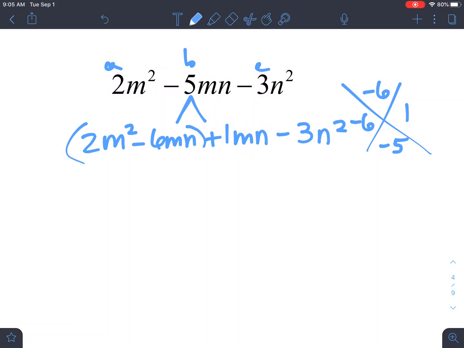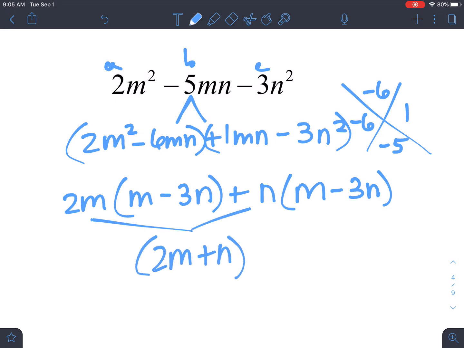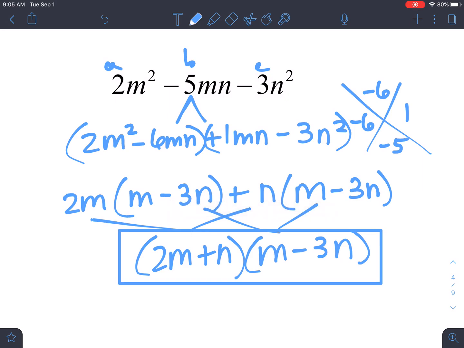Okay, and then I'm going to do my little grouping. So I've got 2m times m minus 3n plus, this would be n times m minus 3n. Lots of same sounding letters there. Okay, m minus 3n works. Those are both there. So I've got 2m plus n and then m minus 3n. So just notice how it became a little bit different at the end due to the fact it had m as your first variable and n as a second variable. So this might happen, and we're okay with that.